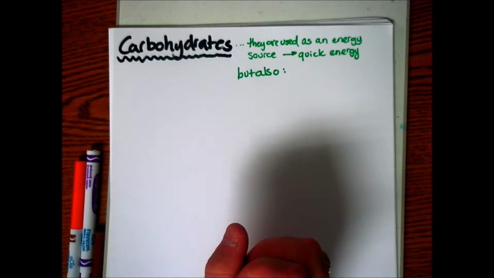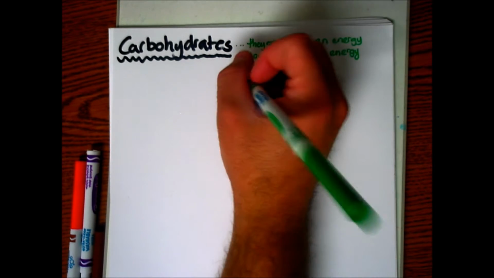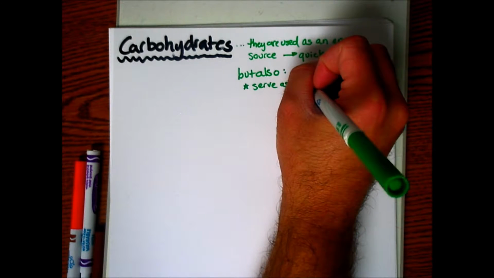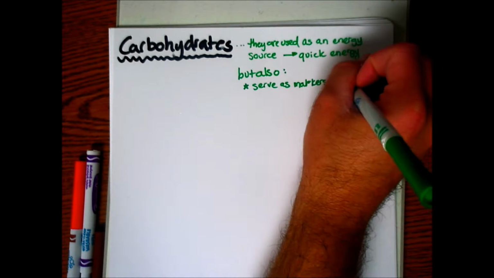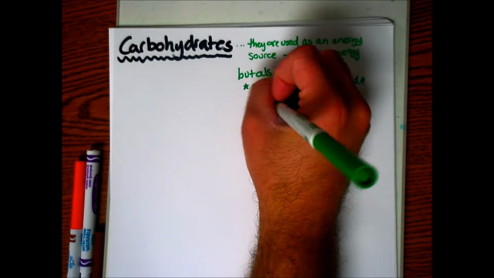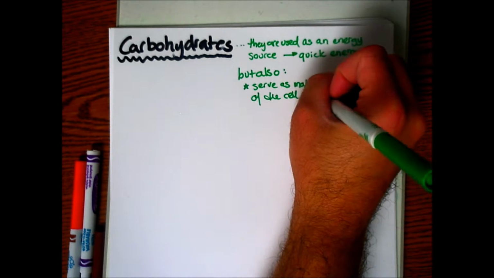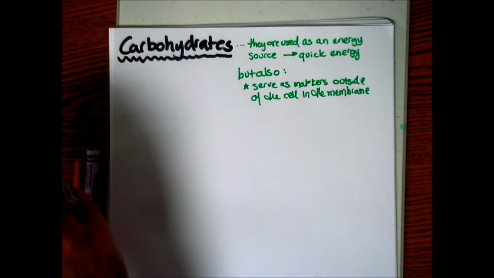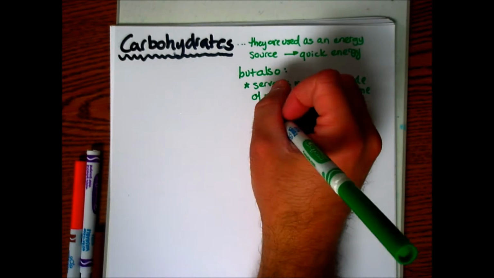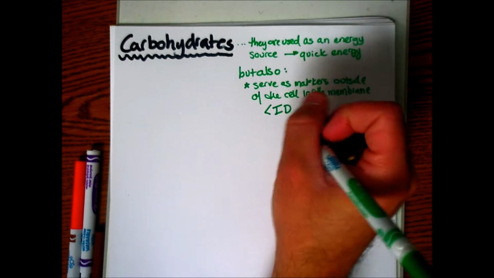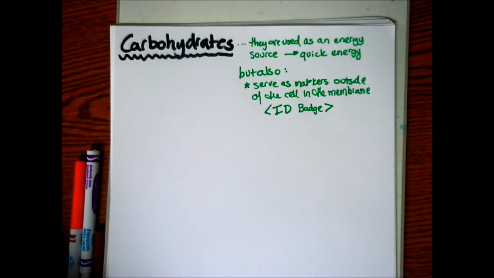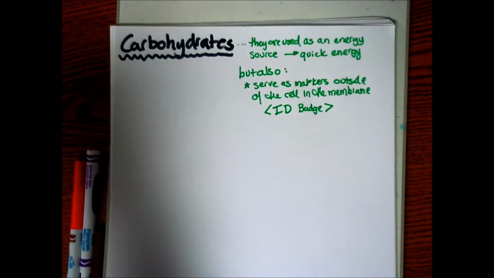Carbohydrates are a quick energy source, so definitely that's true. But I would say also they serve as markers for outside of the cell, found in the membrane. And so, in memory of all the announcements we've been hearing today, I would say that a carbohydrate on the outside of a cell is like an ID badge. They identify a body cell as being a certain type of cell. Each cell has a marker on the outside. A carbohydrate is that marker.